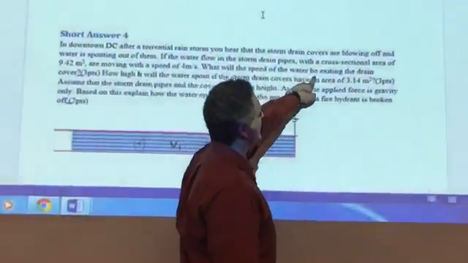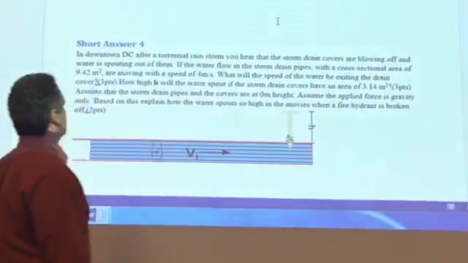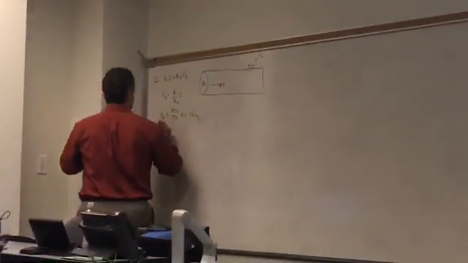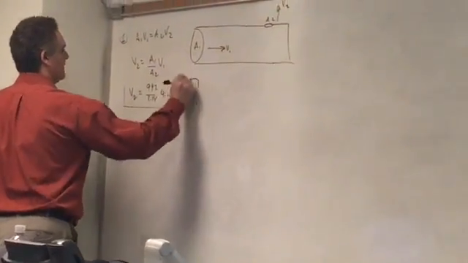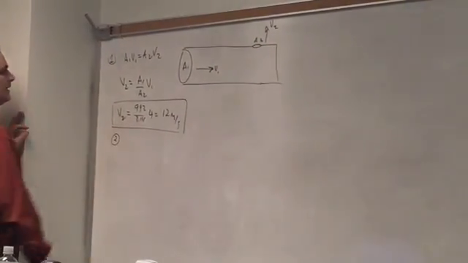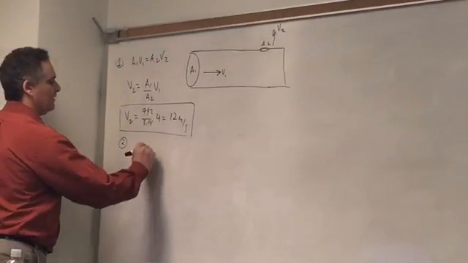What will the speed of the water be exiting the drain? That's the question, right? Exiting the drain cover. So we just answered the first part of the problem using the continuity equation. Bada bing. Okay? The second part of the problem is asking how high will it go? To know that, we have to use Bernoulli's equation.